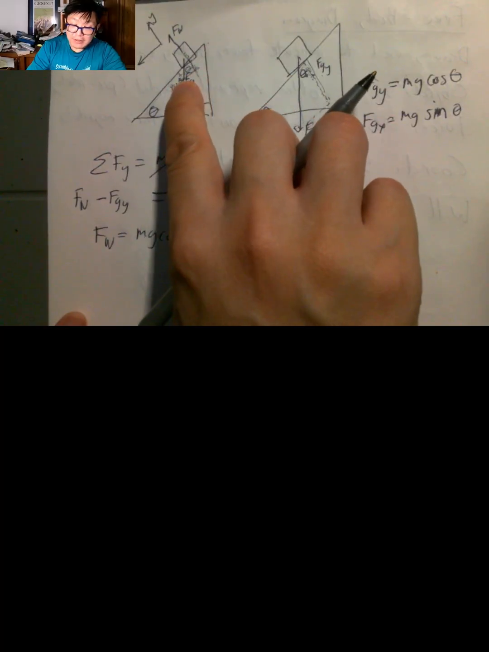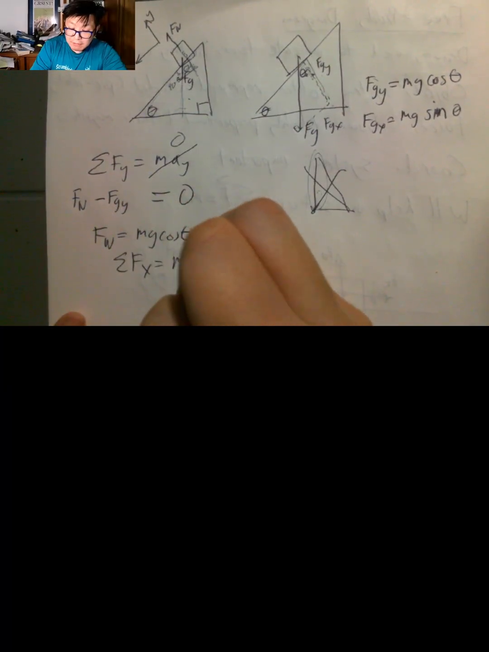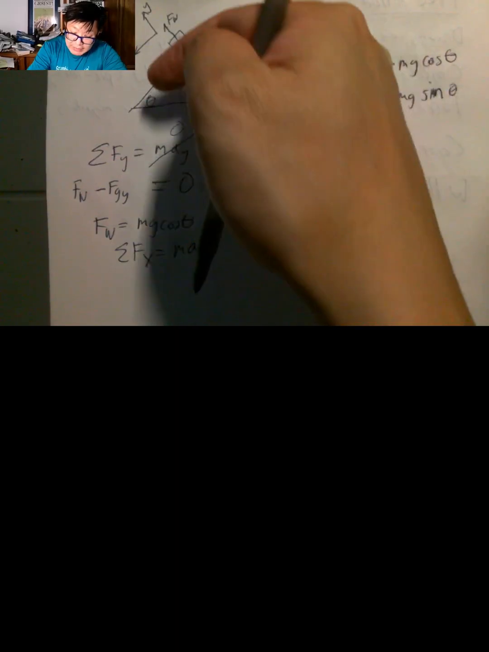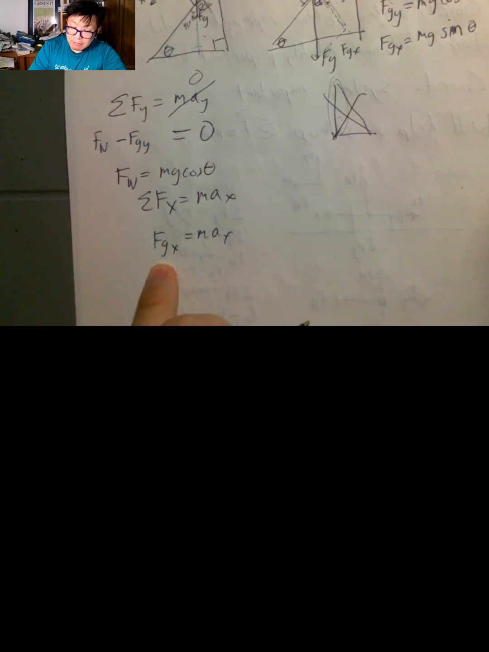So what about in the x direction? We only have gravity. Sum of the forces in the x direction equals mass times acceleration in the x direction. And so we have gravity, which is acting in the positive x direction, so that would be positive based off of our coordinate system. So we have F_gx equals ma_x. We replace that with mg sine theta. The m's cancel, leaving us with the result that the acceleration is g sine theta.